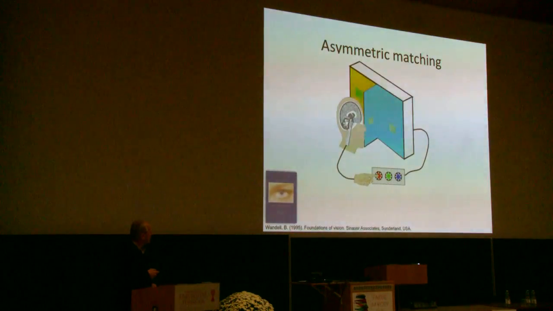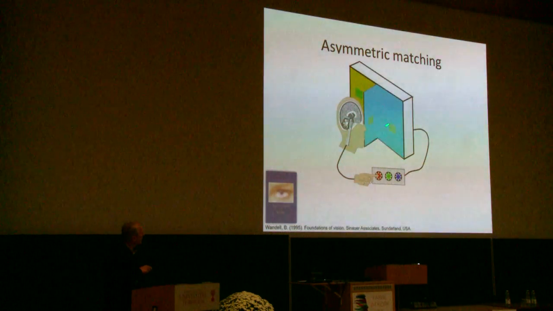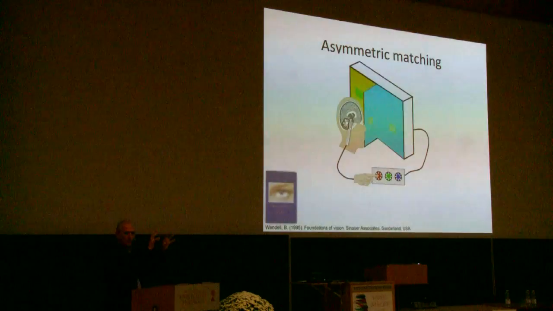And one paradigm, actually one of the first paradigms that has been used to study color constancy, is this asymmetric matching technique, where one illuminant illuminates one side of a screen and another illuminant illuminates the other side, and most of the time these illuminants were simulated on a small computer screen, while people experienced some completely different illumination in the room.